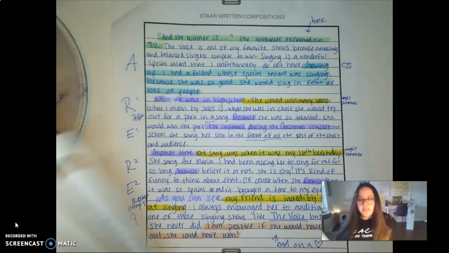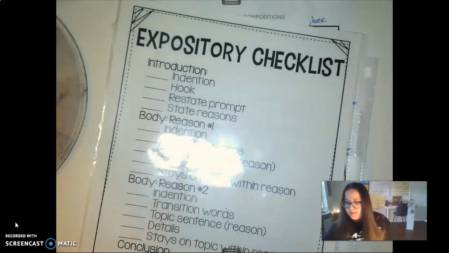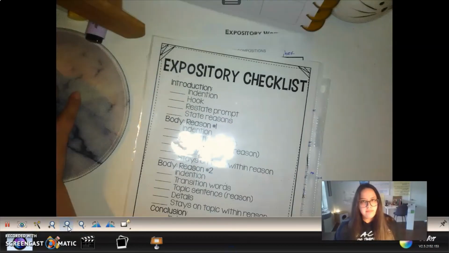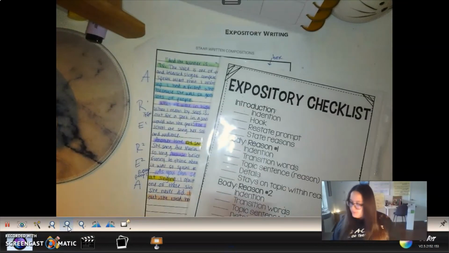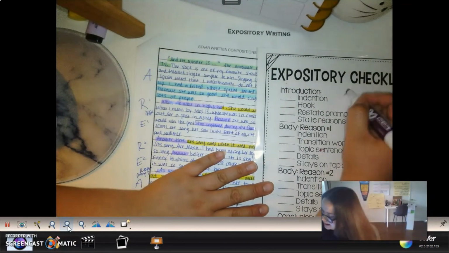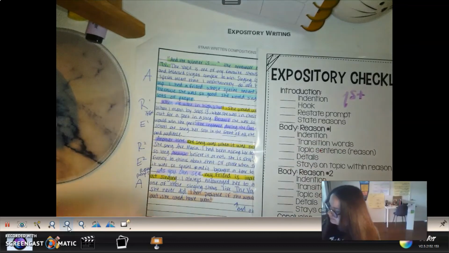Okay, guys, so now let's go through the expository checklist so I can make sure that I have all of my checks. Maybe I can zoom out so we can see it a little bit better. Let's see. Okay, so did I indent on the first paragraph?